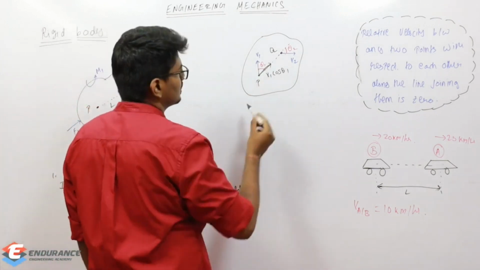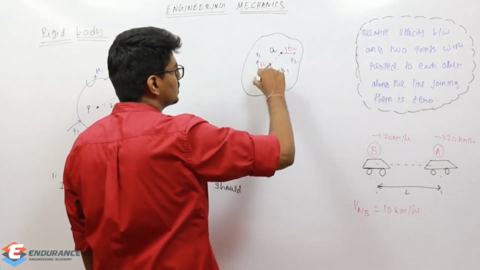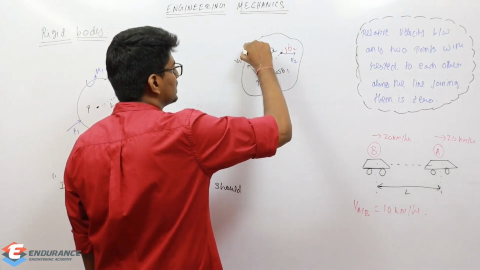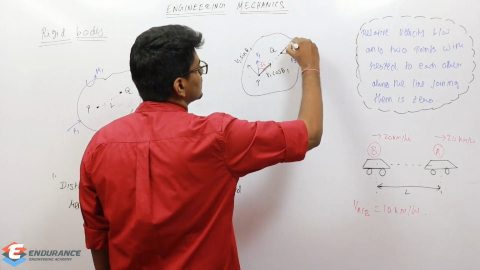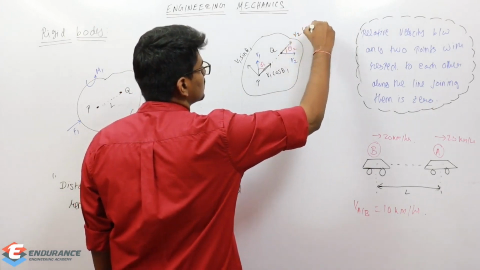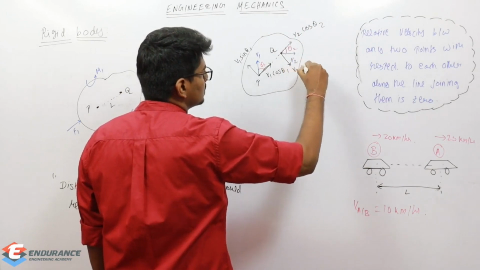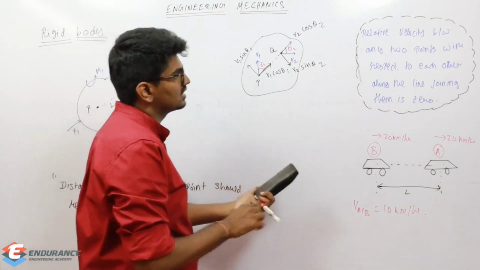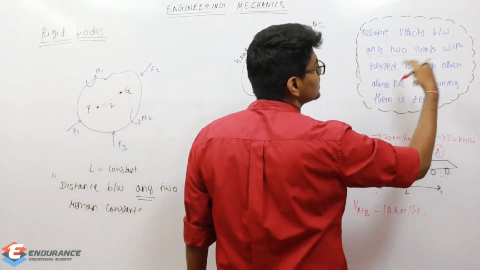V1 cos theta 1, and if I resolve in the direction perpendicular to this line, it's going to be V1 sin theta 1. And similarly here, this is going to be V2 cos theta 2, and this is going to be V2 sin theta 2.